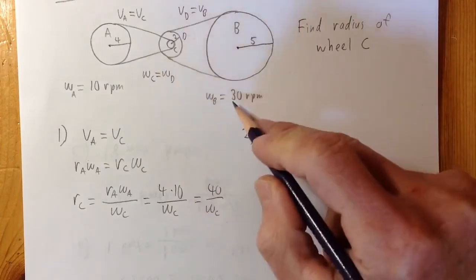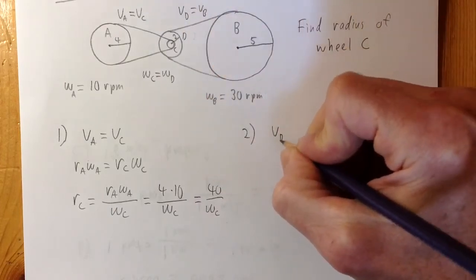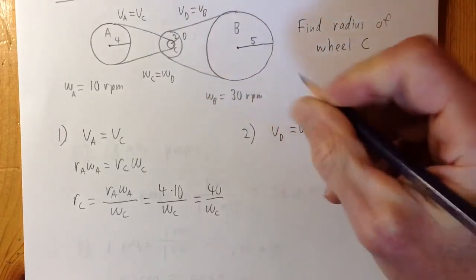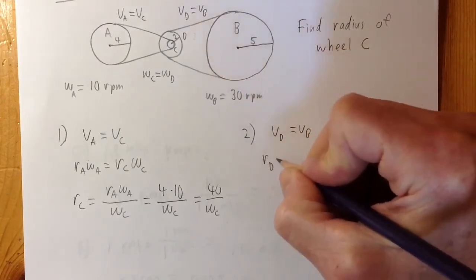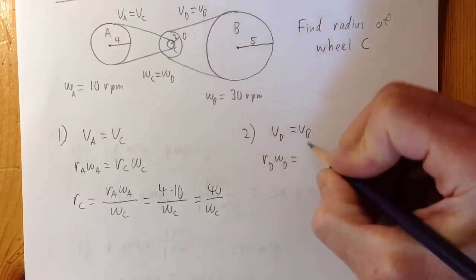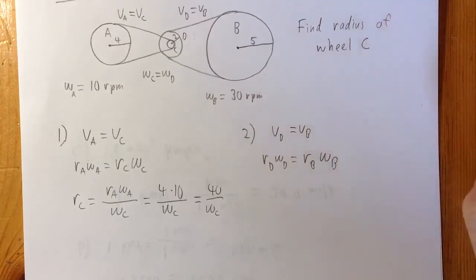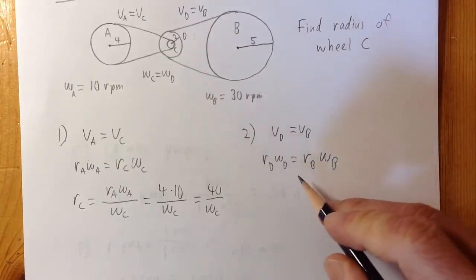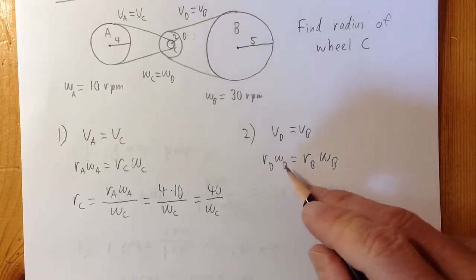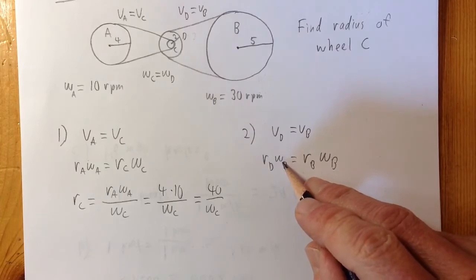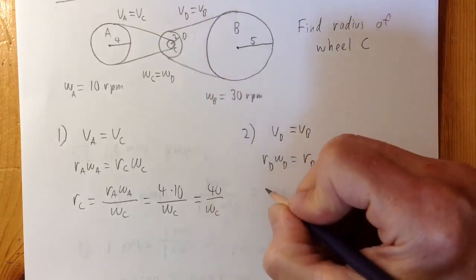We know that the velocity of D is equal to VB. So let's see what we can get out of that. VD is equal to VB. VD is the radius of D times omega D. VB is the same thing, the radius of B times omega B. Omega D is omega C, right, because they're attached. So we can change that. So that's omega C there.